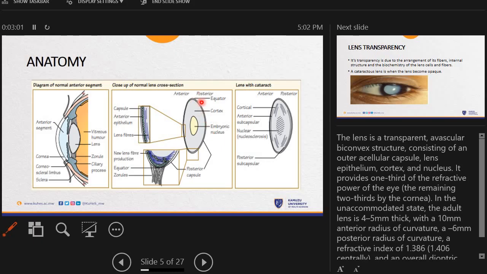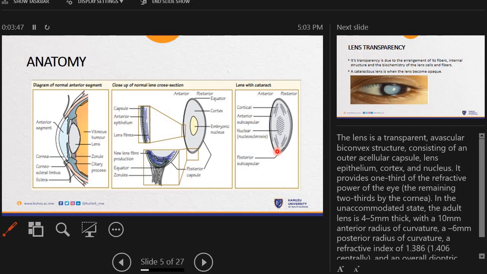This is the equator of the lens, and this is just showing the zonules attaching to the pores of the lens. So a lens with cataract will have opacifications which can occur in the nucleus of the lens. They can also occur in the cortex, as well as in the capsule of the lens.